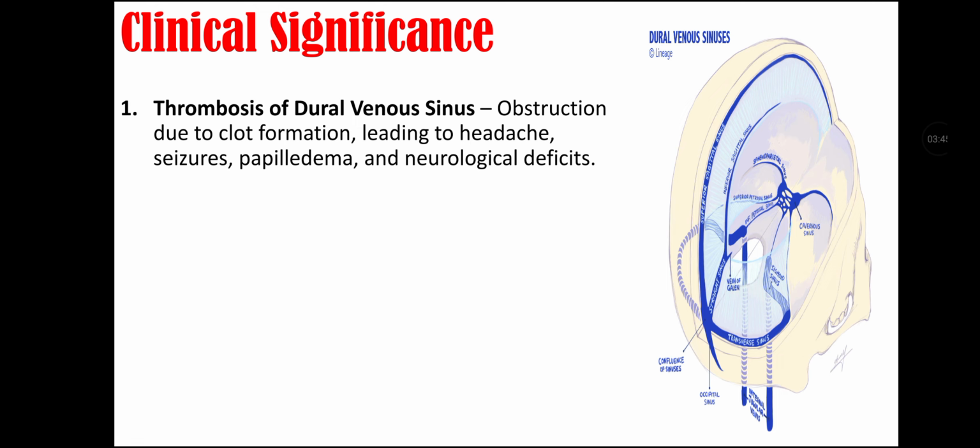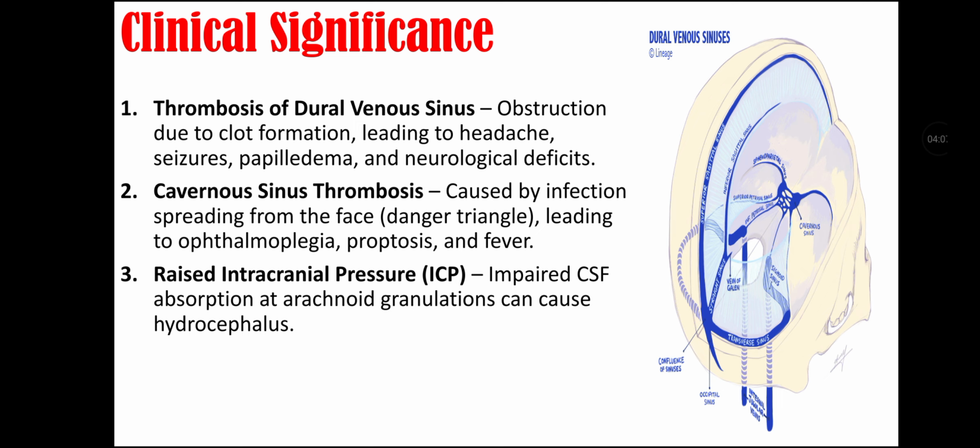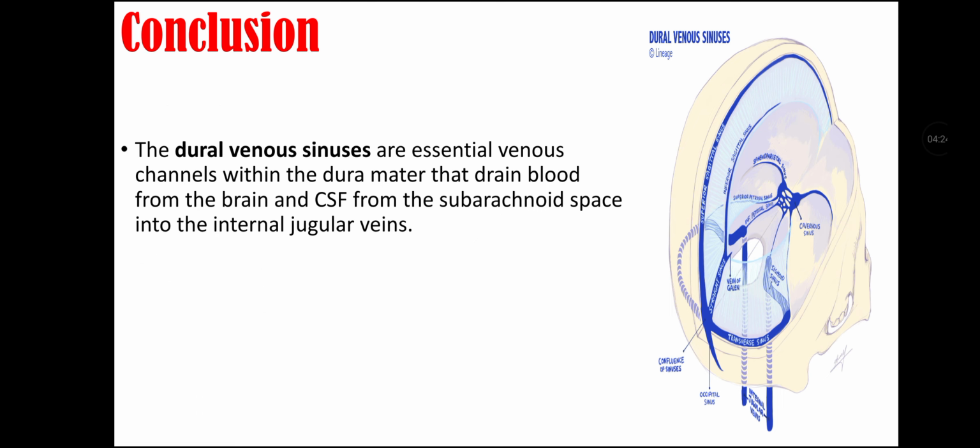Clinical significance. First is thrombosis of dural venous sinuses, that is obstruction due to clot formation that leads to headache, seizure, papilledema and neurological deficits. Second is cavernous sinus thrombosis that is caused by infection that spreads from the face and it leads to ophthalmoplegia, proptosis and fever. Third significance is raised intracranial pressure that is impaired CSF absorption at arachnoid granulation and it can cause hydrocephalus. Fourth is spread of infection that is lack of walls that allow retrograde spread of infection from extracranial to intracranial venous system.